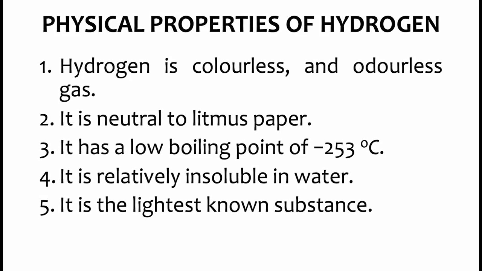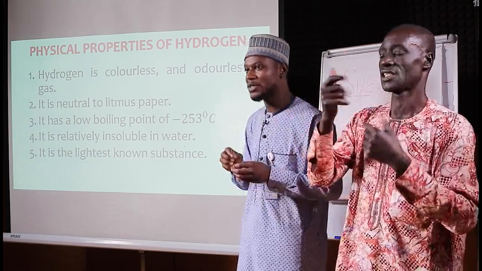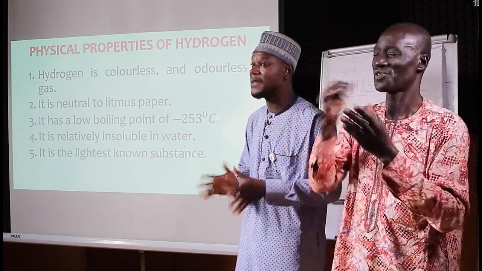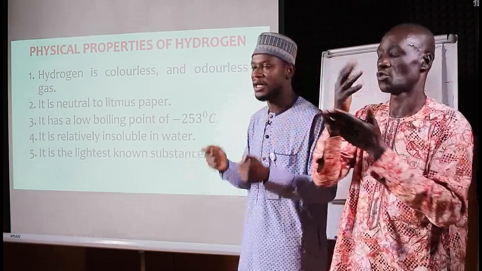Finally, it is the lightest known substance. That is because it has a mass of 1. So a mass of 1 is negligible. So the mass is very, very light. All the substances, all the elements we have are heavier than hydrogen. Hydrogen is the lightest among them.